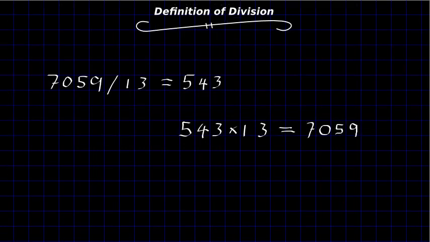We should say a few words about the definition of division. We define it in terms of multiplication. We say that 7,059 divided by 13 is equal to 543 if and only if 543 times 13 is equal to 7,059. In other words, we start with this number 7,059, divide by 13, and then multiply again by 13, we get back the number we started with. So if you know what multiplication is, you know what division is. That's basically all there is to it.